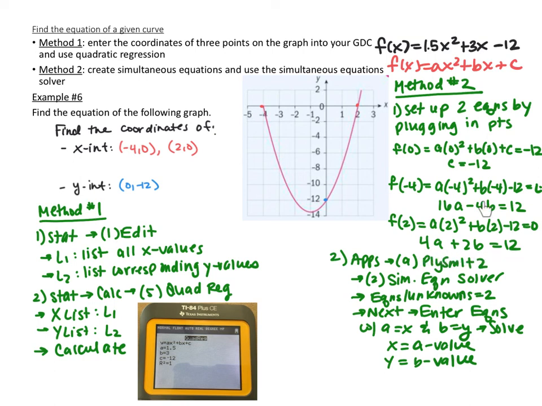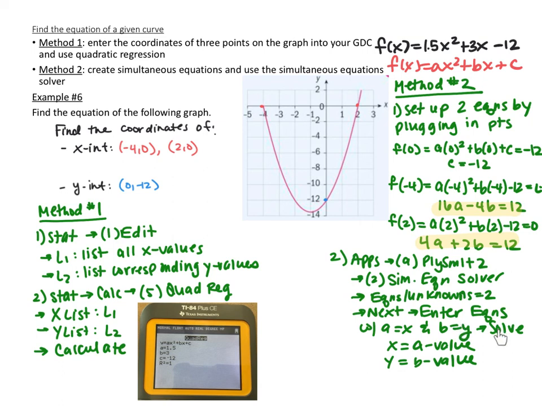So now that you have these two equations, you're going to go into Apps and go to number 9, which is PlySmlt2. You're going to go to the second one, the simultaneous equation solver. In this case, our equations and our unknowns are both 2, so you don't really need to change anything. Hit Graph to go to the next button, and then you're going to enter the two equations. In this case, they call them x and y, but a is what they're calling x and b is what they're calling y, and then you're going to hit Solve.